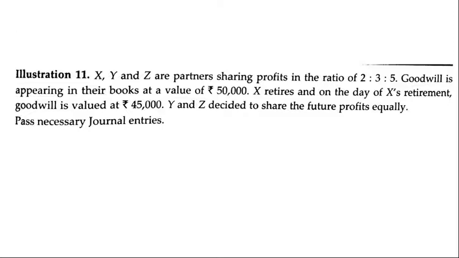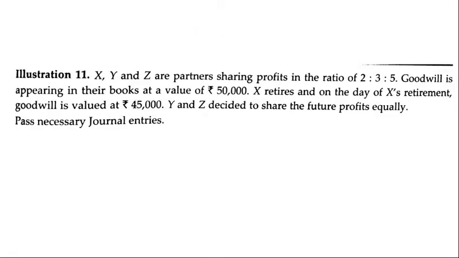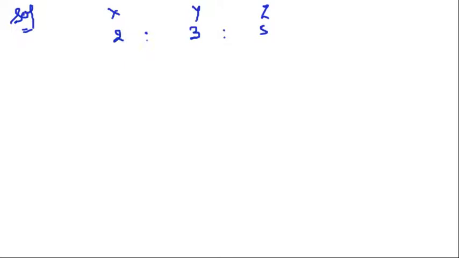Y and Z decided to share the future profits equally. Right? Now, let's write down the facts. X, Y, Z, 2, 3, 5. There are three partners, X, Y, and Z. They are sharing profits in the ratio of 2:3:5. Who retires? X retires. And Y and Z are going to share the future profits equally. First step, calculate the gaining ratio.